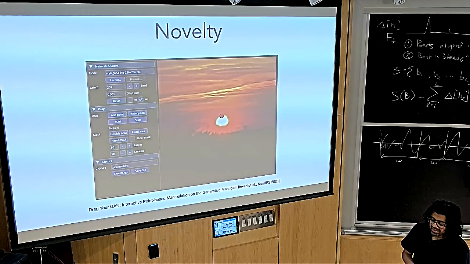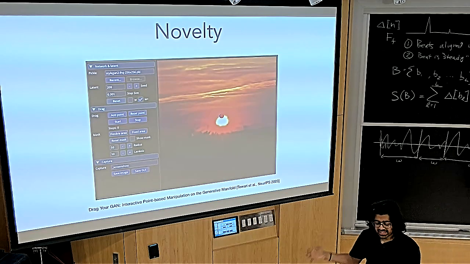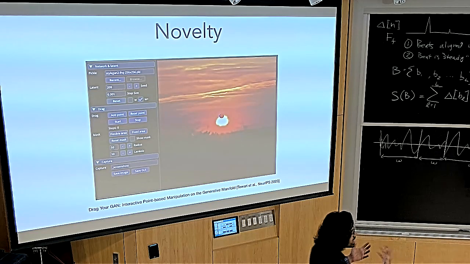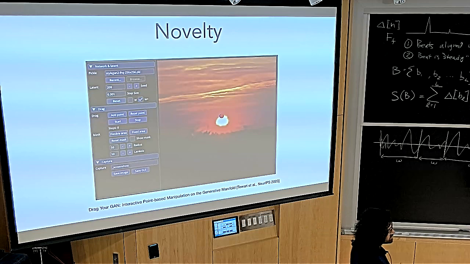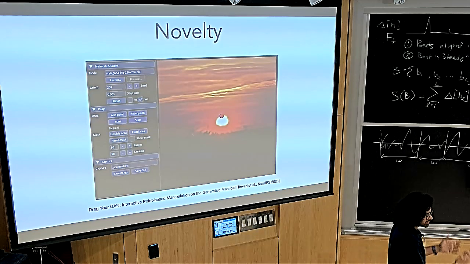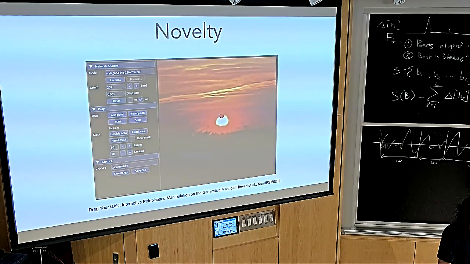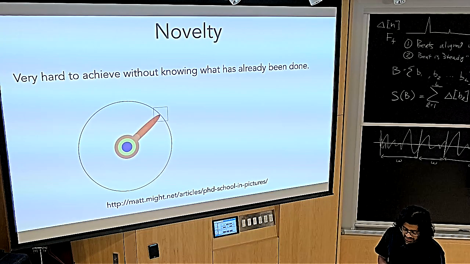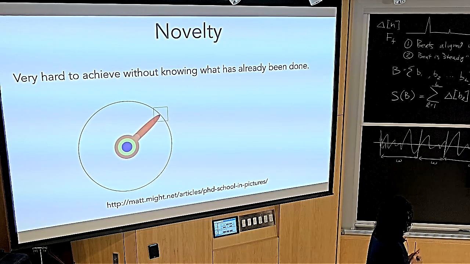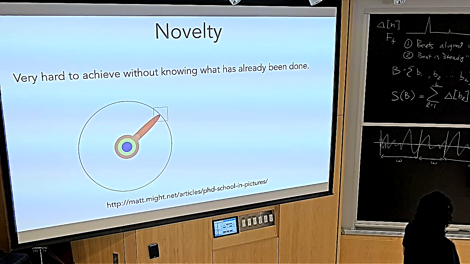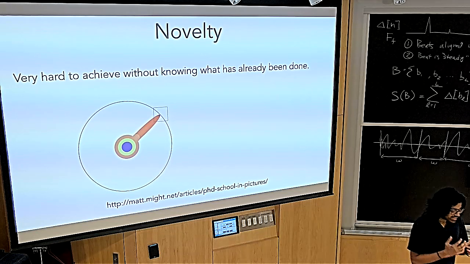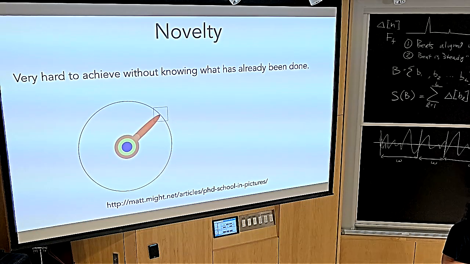So the next time you read papers and find ones that you think are really interesting and novel, maybe you can think back on what principles made you believe that these papers were interesting, nice, and impactful. To come up with something novel, it is very important to understand what exists out there. It is very hard to achieve novelty without knowing what has already been done.